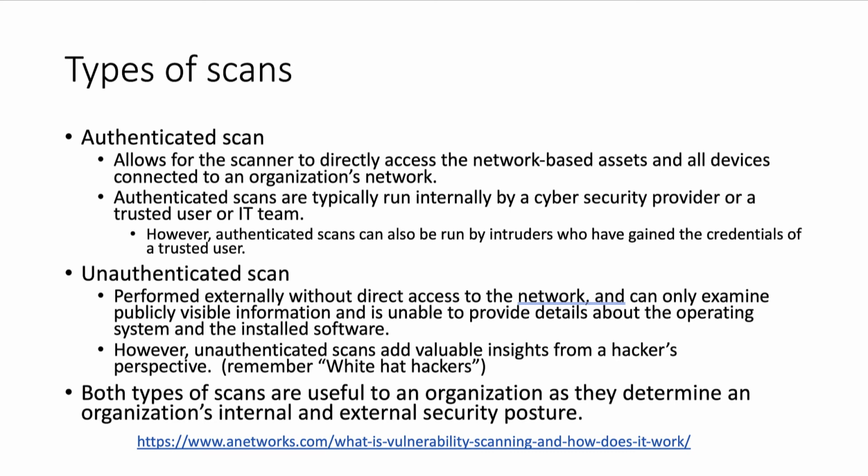However, authenticated scans can also be run by intruders who have gained the credentials of a trusted user. And the second type of scan is something called an unauthenticated scan. These are performed externally without direct access to the network and can only examine publicly visible information, and are unable to provide details about the operating system and the installed software. However, unauthenticated scans add valuable insights from a hacker's perspective. Remember, we talked about those white hat hackers. So both types of scans are useful to an organization as they determine an organization's internal and external security posture.